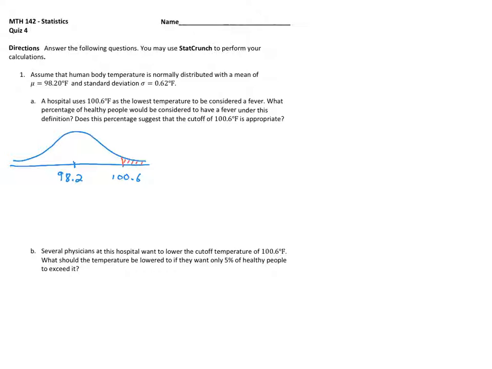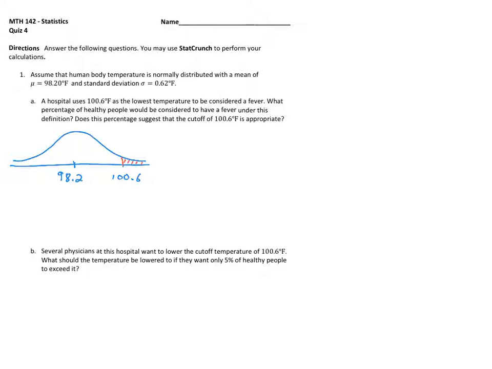The area to the right of 100.6 represents the percentage of people whose body temperature is greater than 100.6, yet they're healthy. They do not have a fever. So I want to figure out what that is. And what we're going to do is we're going to normalize this data and basically use StatCrunch to figure out what the percent is equal to.